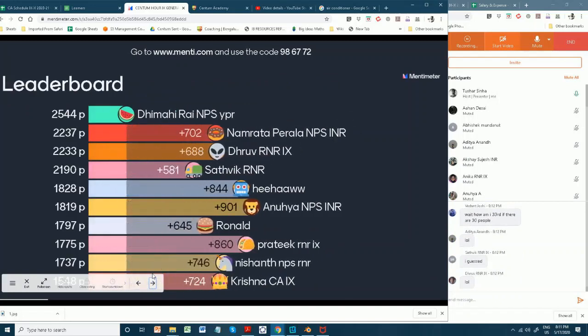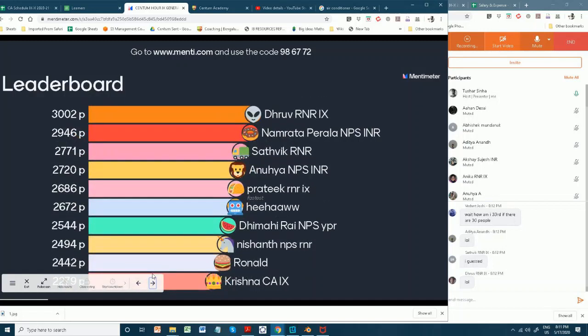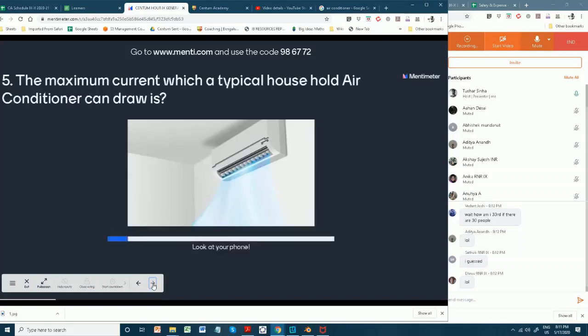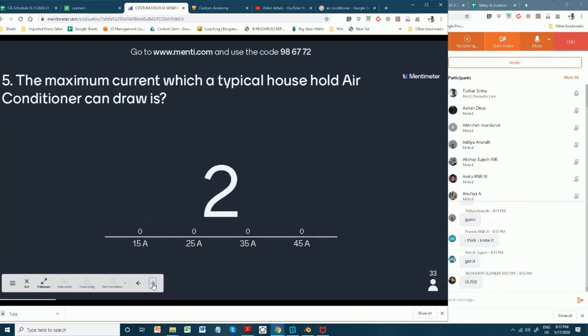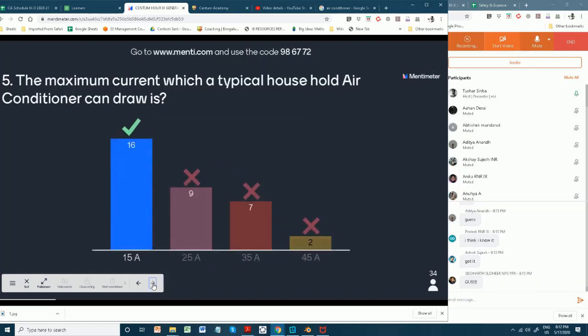Okay, so guesswork is going on. Oh, that's nice. Cool. Very good. Chalo, let's go to the next question. Now let me see how many of you can answer this. The maximum current which a typical household air conditioner can draw is... Oh, so fast. That's nice. Thumbs up. Okay, cool. Still many people have got it correct, so good.